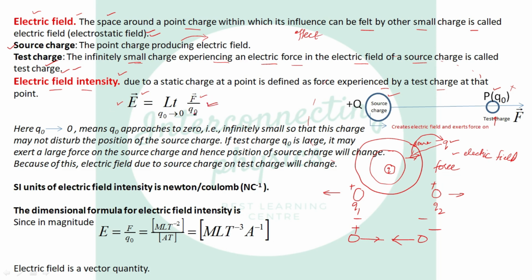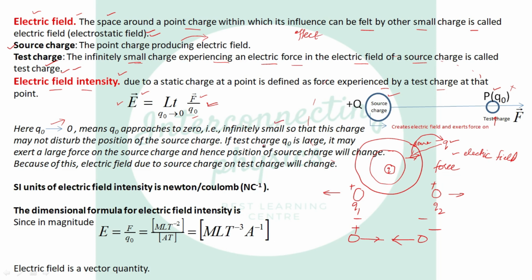Why limit approaches to 0? Because Q naught should be very near to 0. Means it is not 0 but it's very near to 0. Means it is very small. It is infinitely small. And why is it small?